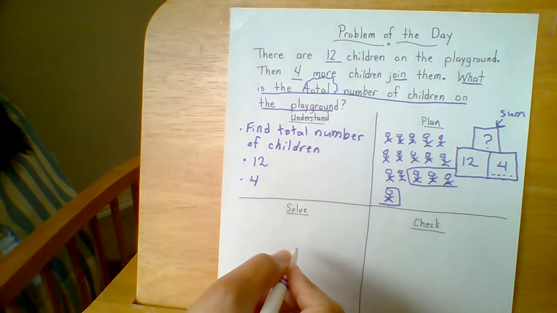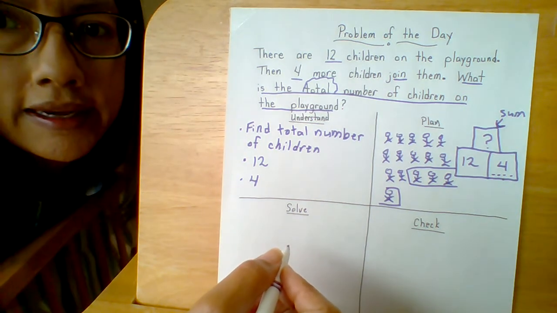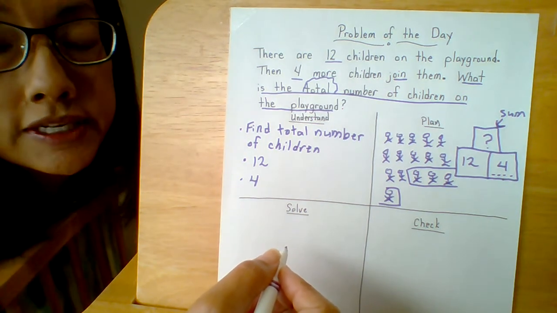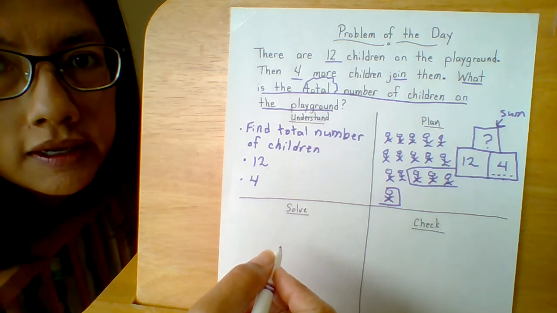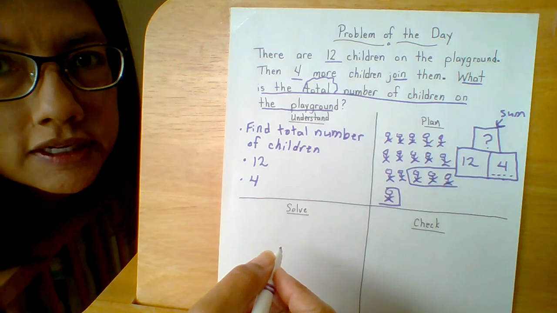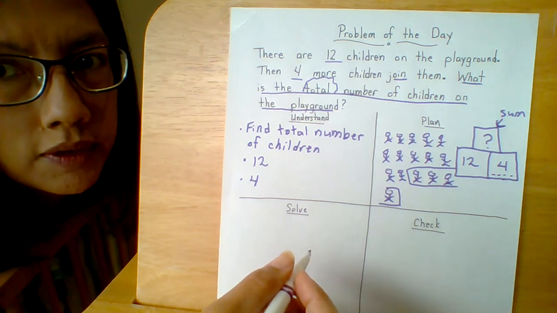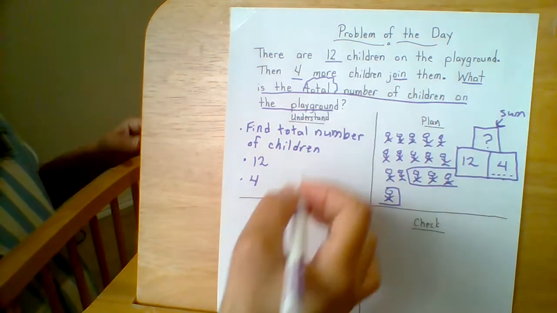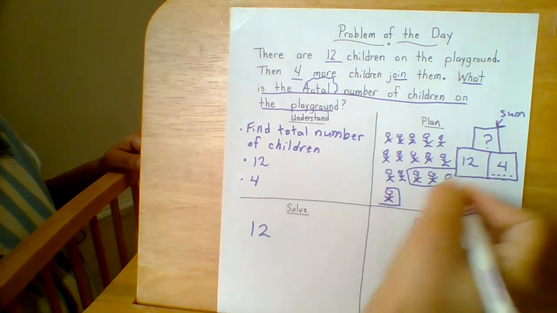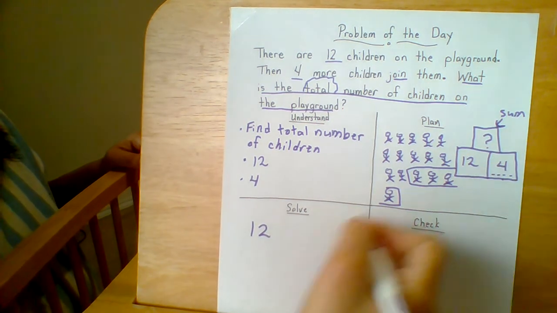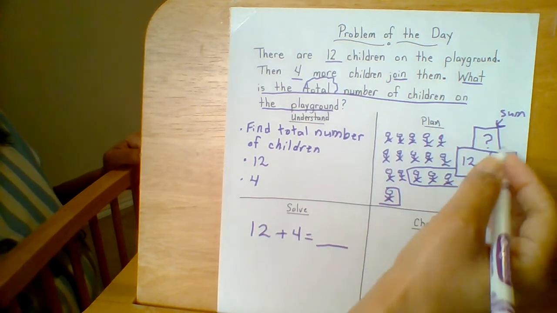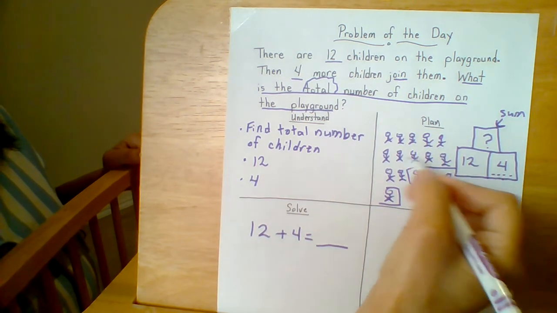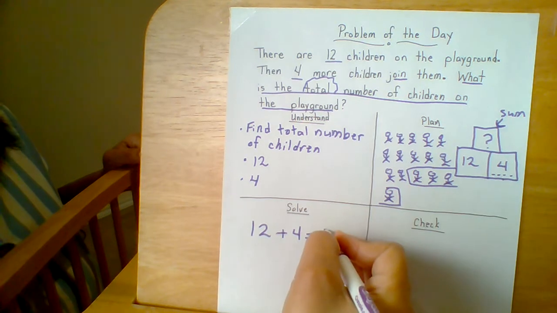So when I go to my solve, I need to think of my number sentence. What would the number sentence look like? Well, in our number sentence, we know we have two parts and we don't know the sum yet. So I'm going to take my two parts, 12, from my part whole chart. So I take the 12 plus 4. And I know from my plan, 5, 10, 15, and one more makes 16.